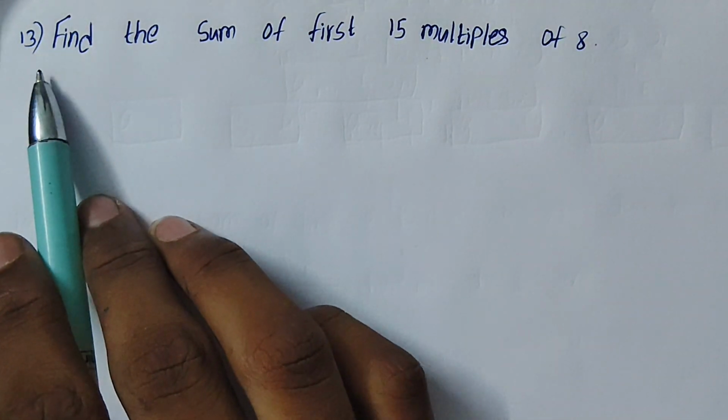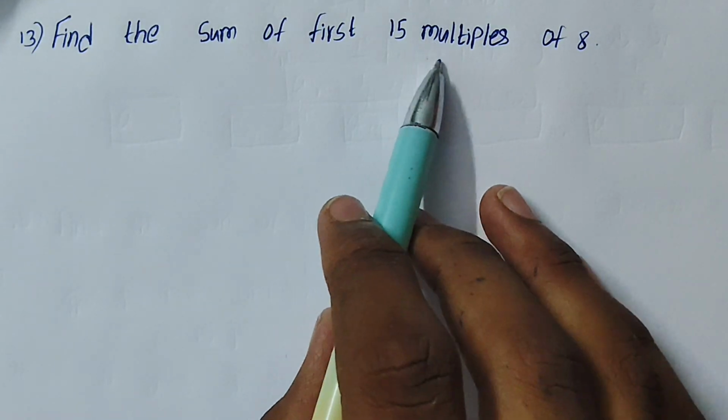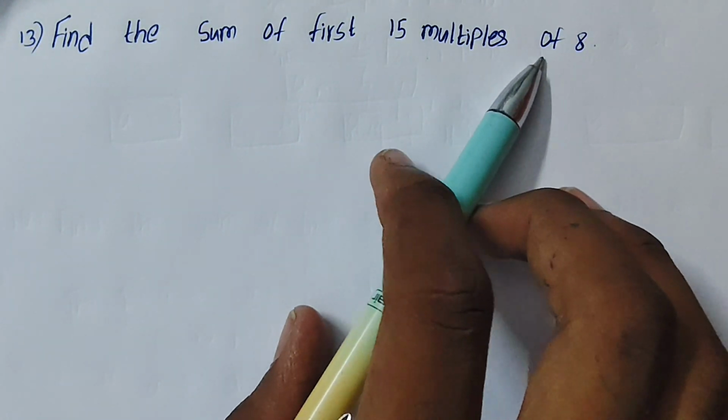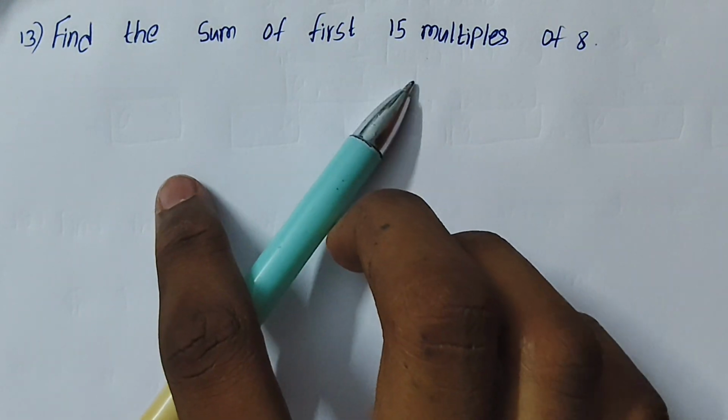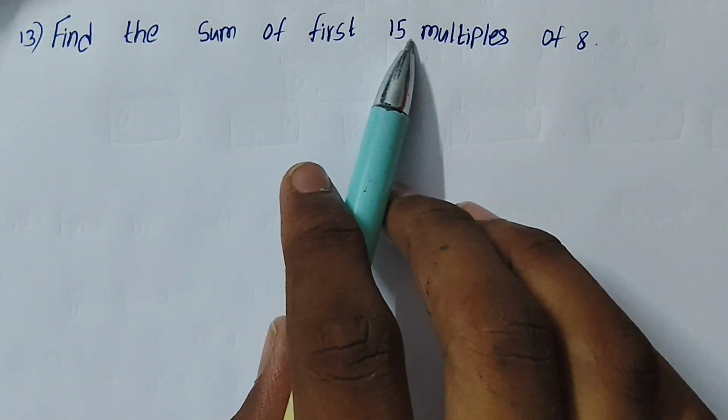So here the given 13th question is: find the sum of first 15 multiples of 8. So it asks you to find the first 15 multiples of 8: 8, 16, 24 and so on. Sum of first 15 multiples of 8. So let us solve it.